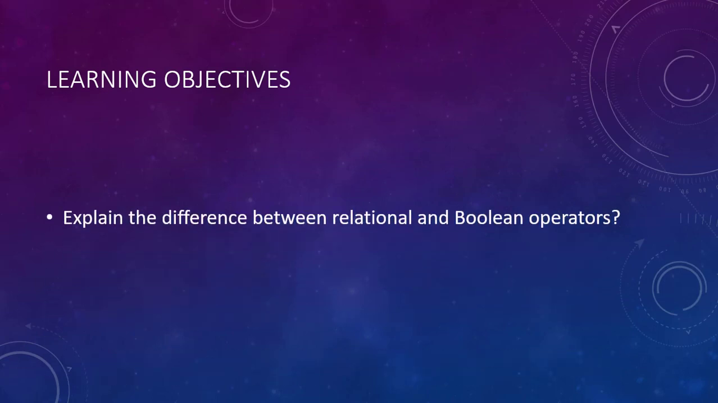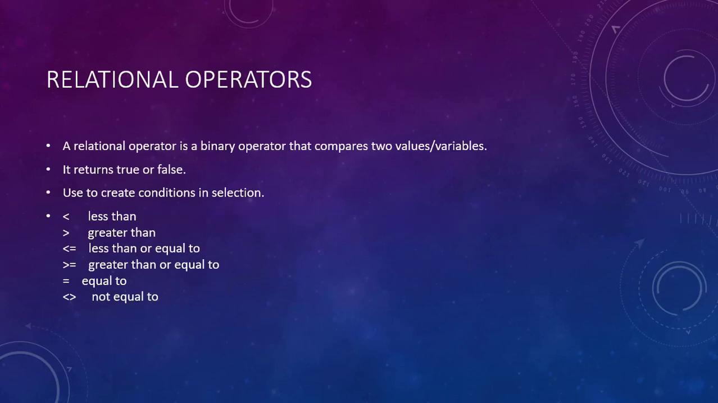So the learning objective of this lesson: you should be able to explain the difference between relational and Boolean operators. So let's start. What is a relational operator? A relational operator is a binary operator that compares two values or two variables. When you want to compare two values or two variables, you use what is known as a relational operator. Most of the time, we use relational operators to create conditions in selection, which we're going to study next.